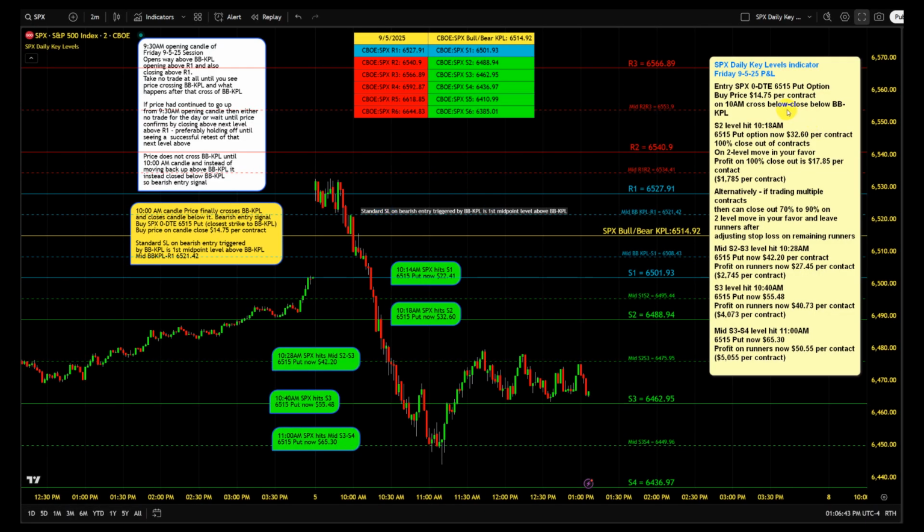Okay, now we're back on the other chart, and we'll go through the rest of this. So as we said, the S2 level hit at 10:18. The 65.15 put was now $32.60 per contract. That's a 100% close out of the contracts on a two-level move in your favor. Again, what that two-level move means is a two-level move from the level that the entry was triggered from. So in this case, it's triggered from the bull bear key price level. So a 2-level move on a bearish entry from that level is the S2 level below.